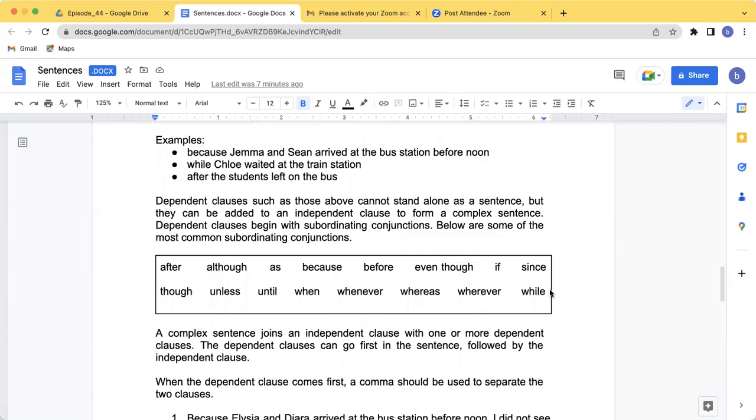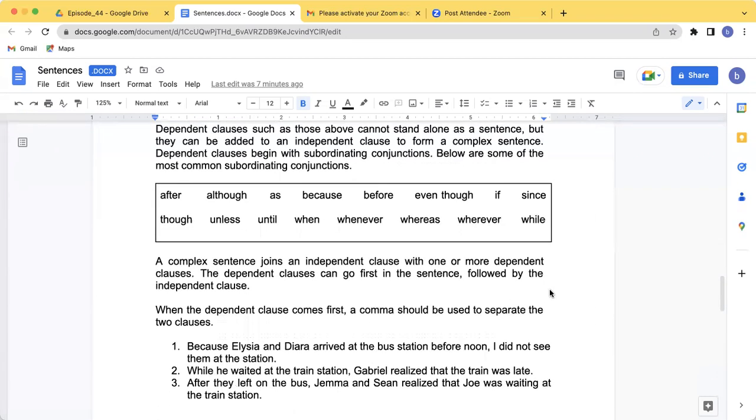Dependent clauses such as those above cannot stand alone as a sentence, but they can be added to an independent clause to form a complex sentence. Dependent clauses begin with subordinating conjunctions. Below are some of the most common subordinating conjunctions: after, although, as, because, before, even though, if, since, though, unless, until, when, whenever, whereas, wherever, while.